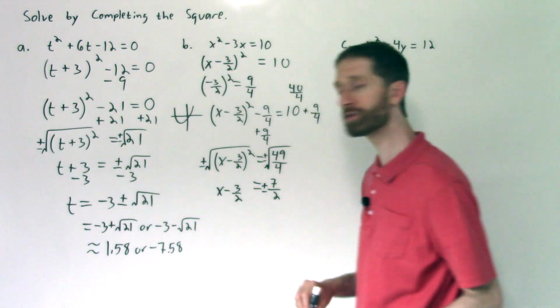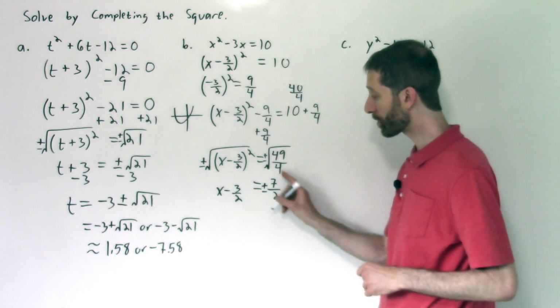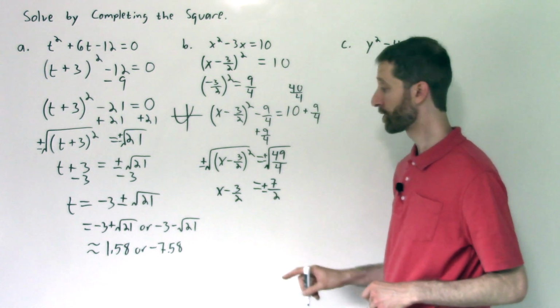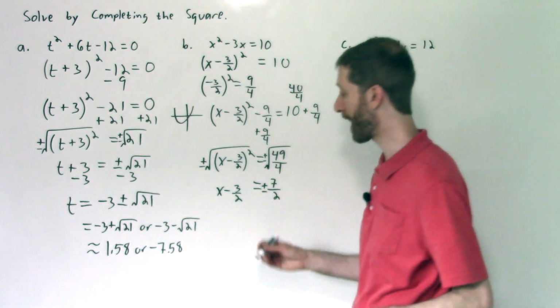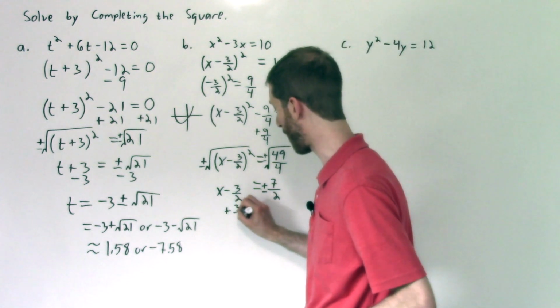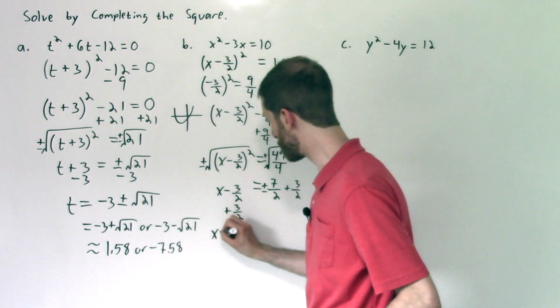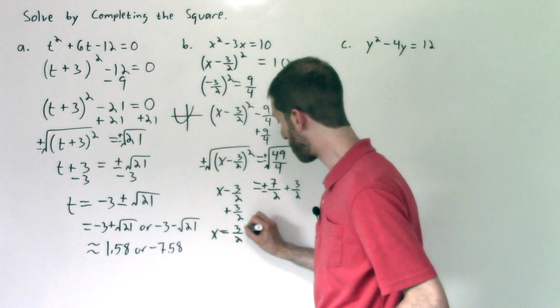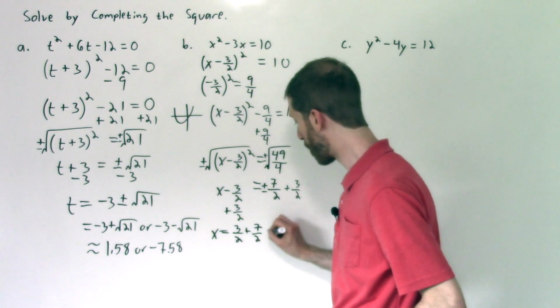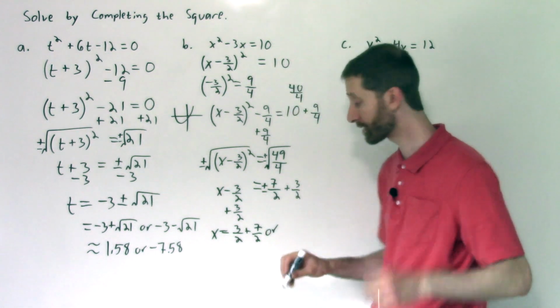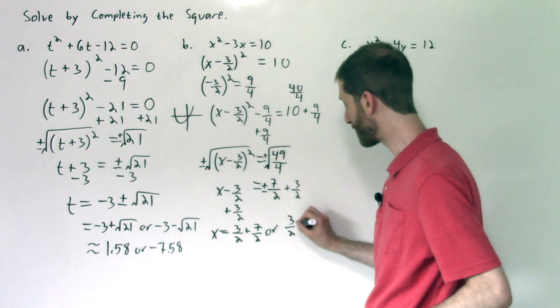All right, so what do we do now? Well, again, we don't care about the ugliness of that expression. We just want to get x alone, so we're going to add 3 halves to both sides. So I add 3 halves, and I know that's weird, but our answers are x equals 3 halves plus 7 halves, or the plus or minus 3 halves minus 7 halves.